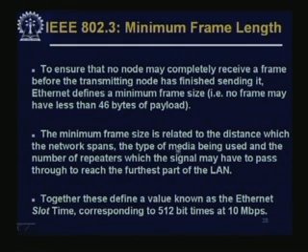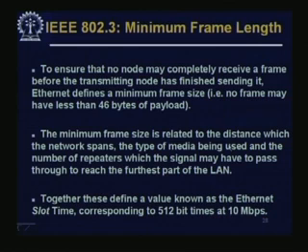So the minimum frame size is related to the distance which the network spans, the type of media being used, because of how much time it takes for the signal to travel, and the number of repeaters which the signal may have to pass through to reach the farthest point of the LAN. Why is that so? Well, a repeater, if you remember, is something which enhances a signal. As a signal travels down a transmission line, it tends to get weaker and weaker because of attenuation. So at some point the signal may have to be amplified. So a repeater does just that. It takes the incoming signal and amplifies it, maybe with some wave shaping. So there may be a number of repeaters.